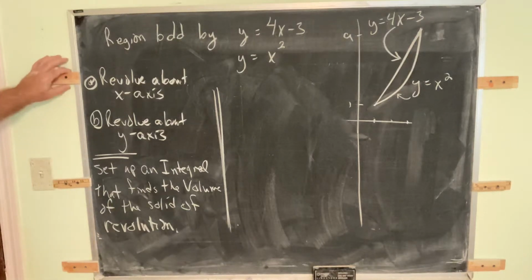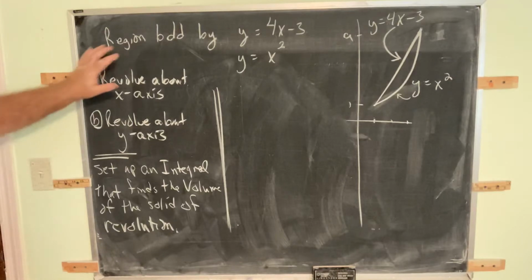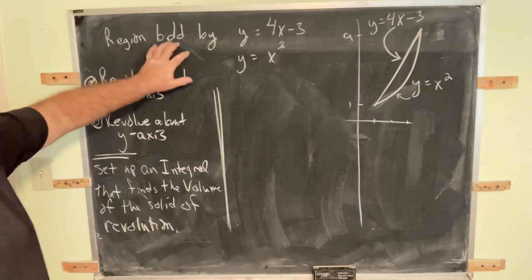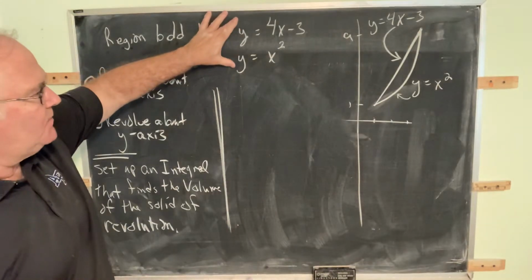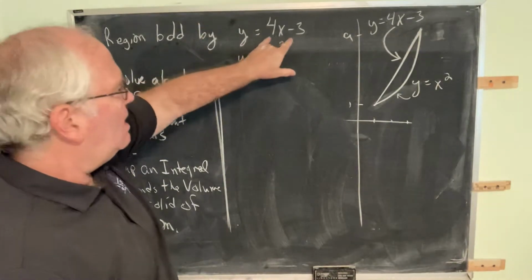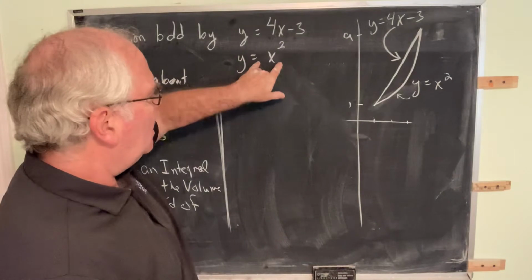We have a couple examples of working with the washer method. Suppose our region is bounded by these two functions. The region is bounded by y equals 4x minus 3 and y equals x squared.